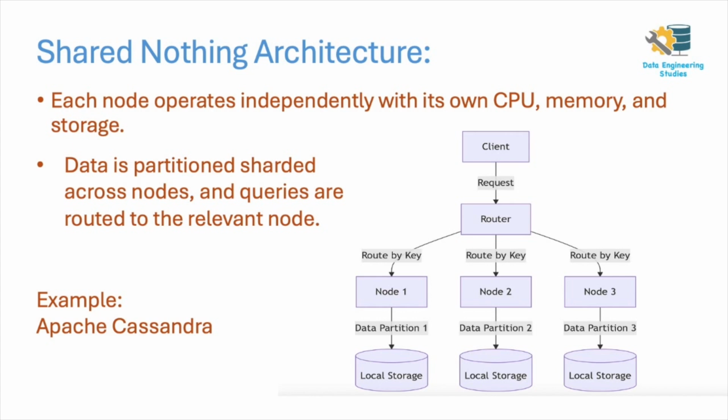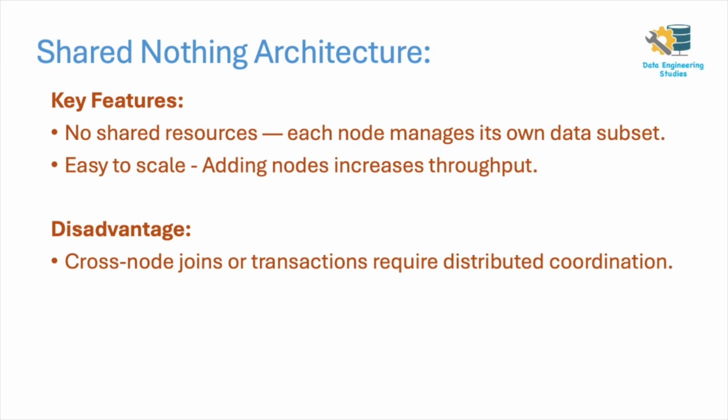Some of the key features of the shared nothing architecture are there are no shared resources, and each node manages its own datasets. So in shared nothing architecture, it is easy to scale. It is easy to add or remove nodes and databases depending on our demand. But the main disadvantage of shared nothing architecture is that cross-node joins or transactions require distributed coordination.